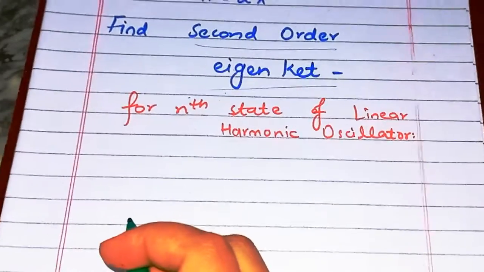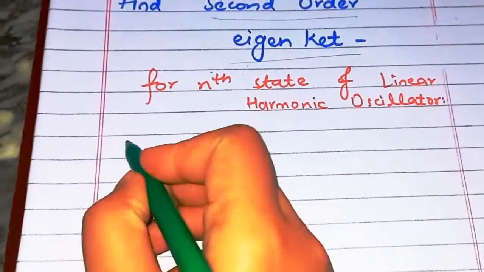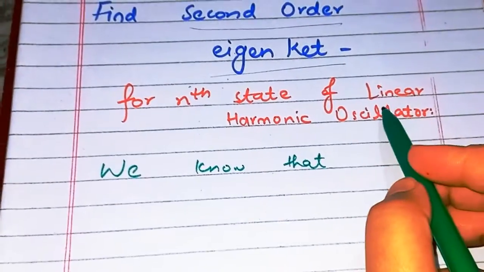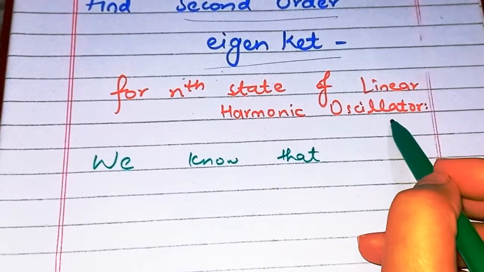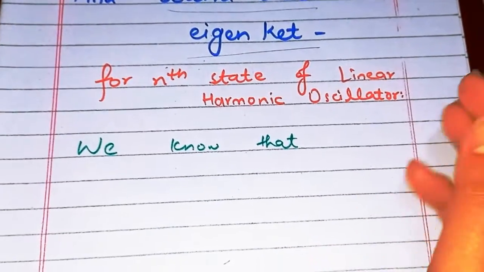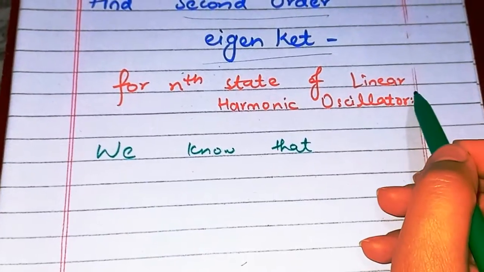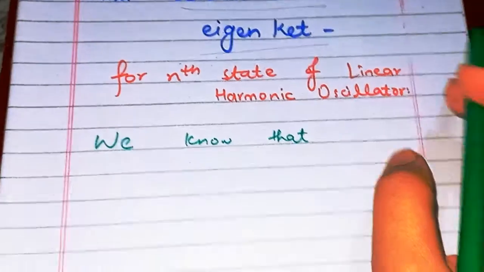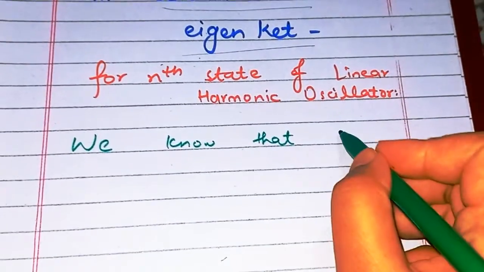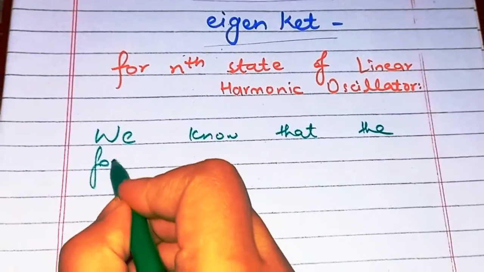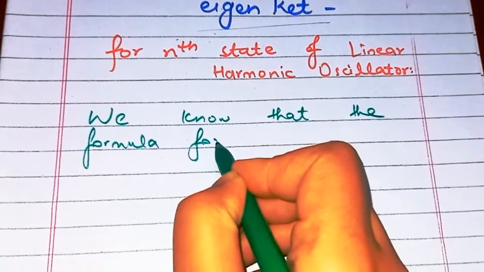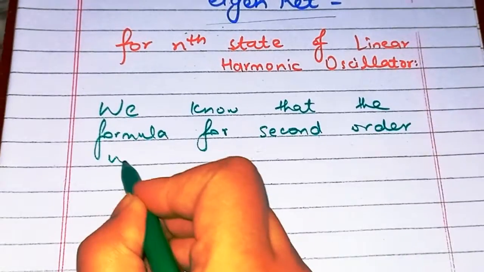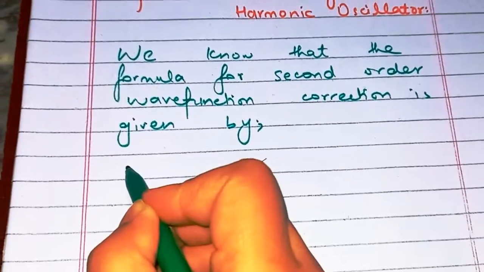First of all, we should know the formula that we are going to use. Keep in mind that the system of the linear harmonic oscillator is non-degenerate in nature. Its energies are non-degenerate. That is why we'll be using the non-degenerate perturbation theory. All right, so we know the formula for calculating the second order wave function correction. Let's write it down.